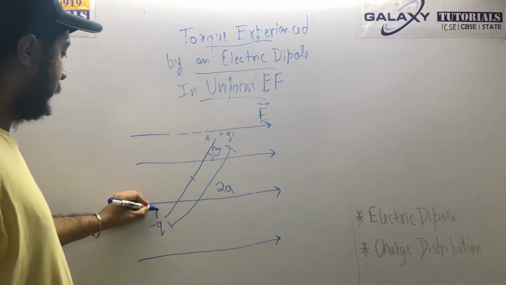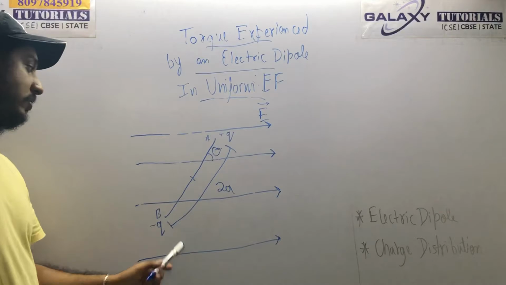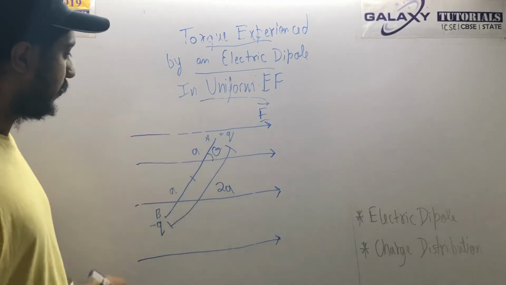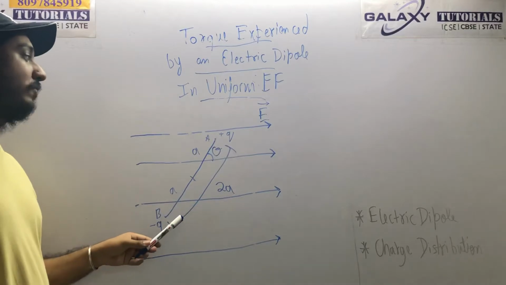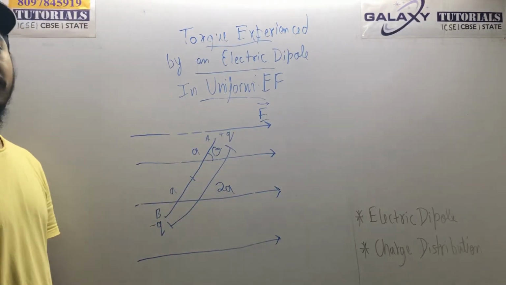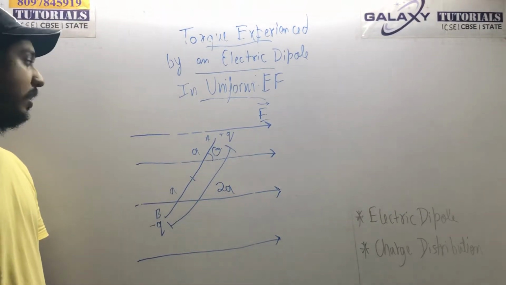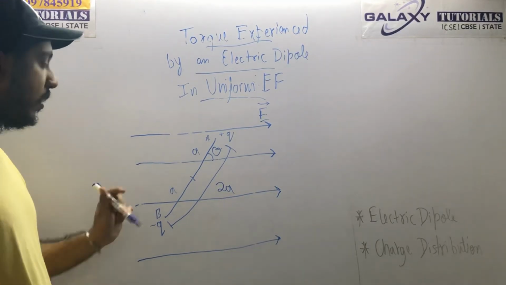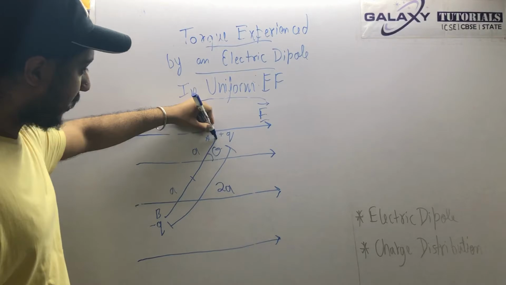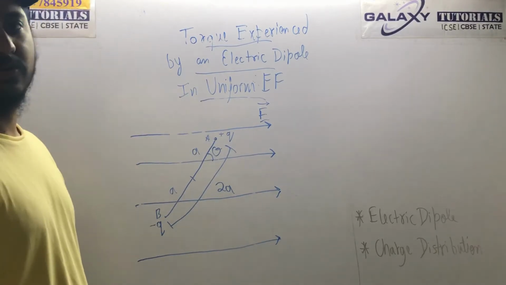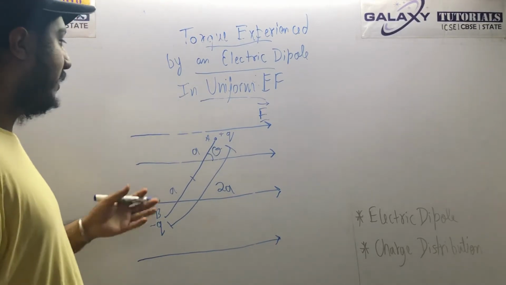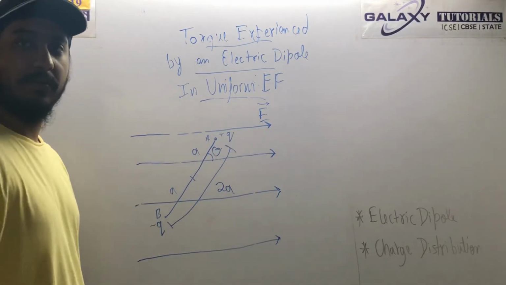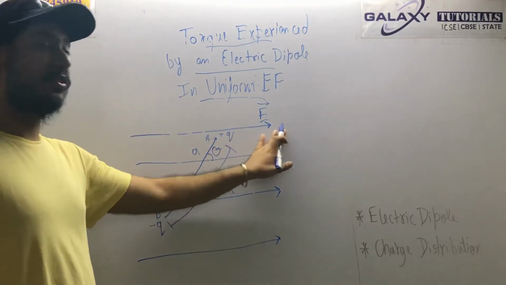So this is a dipole being kept here, plus q charge, minus q charge. The distance is a, and this is also a. It is kept at an angle of theta in this electric field of intensity E. Now let's see what happens. There is a plus q charge kept at this point. What will happen to this plus q charge? Will it go in this direction or in this direction? It will go in this direction.